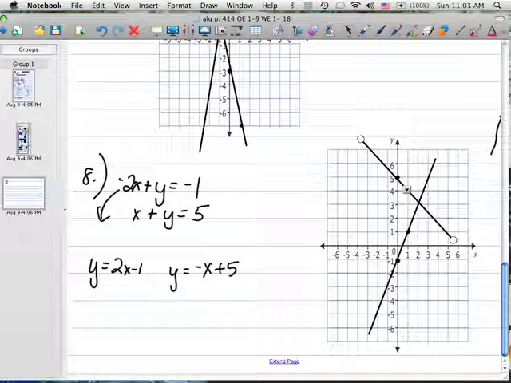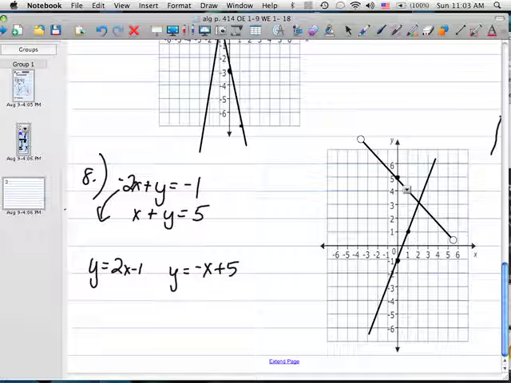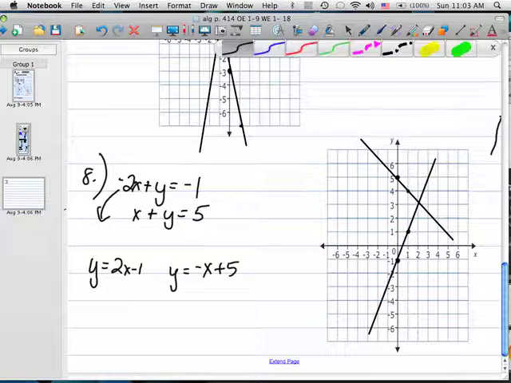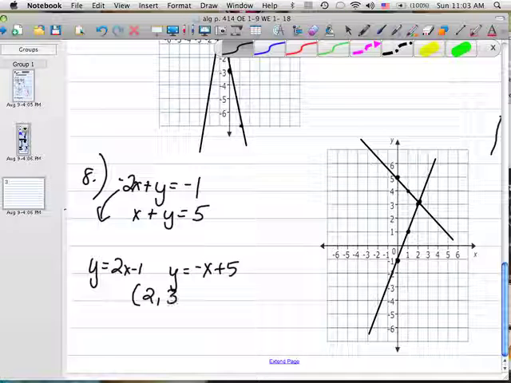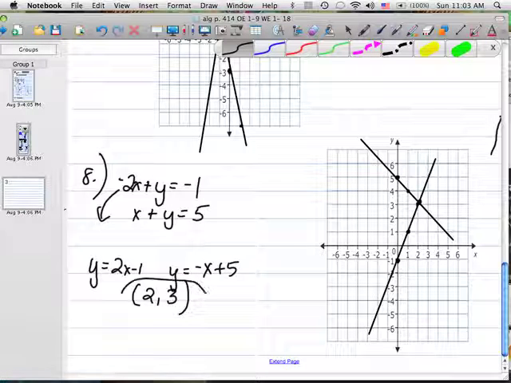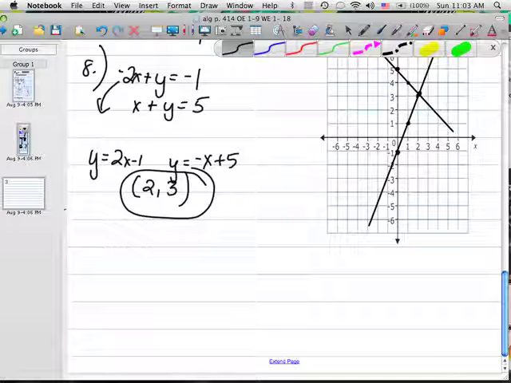It looks like the intersection is at 2, 3. This one worked out great. So here's our intersection. This ordered pair that works for both is 2, 3. And you could plug it in and check it. Problem number 10.